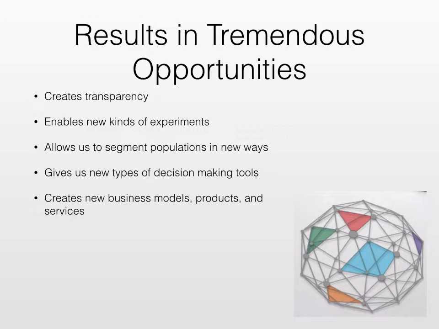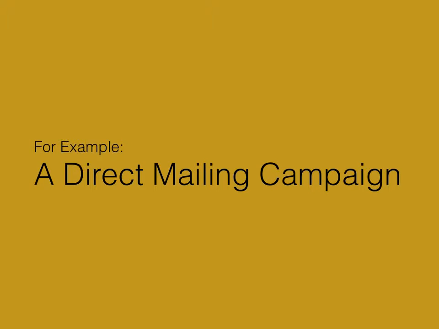Decision sciences, which didn't have much of a following for many years, is starting to have a little bit more of a following now because people in the decision sciences realm are becoming big data experts. And this is also happening in information systems too. It allows us to segment populations in ways we never deemed possible. It gives us new types of decision-making tools and helps us create new types of business models, products, and services. So that was really generic. Let's give you an example.